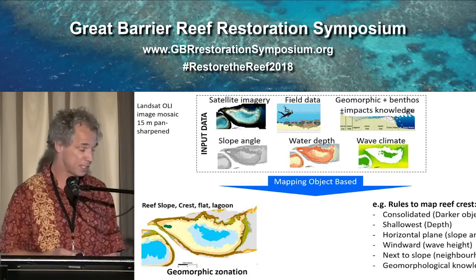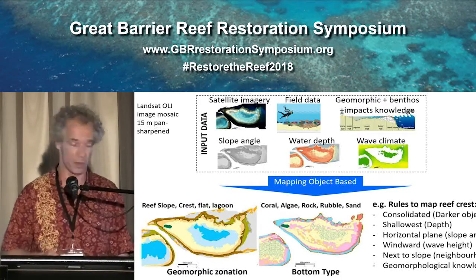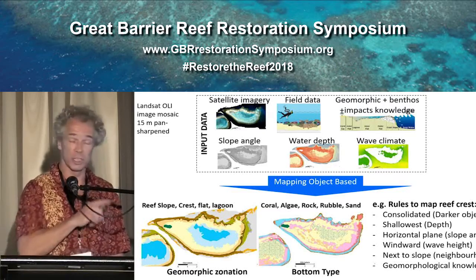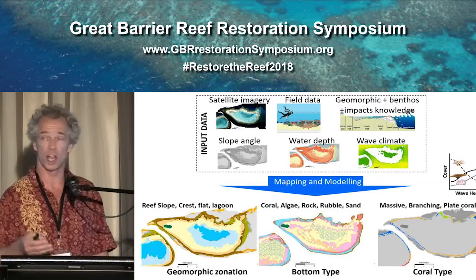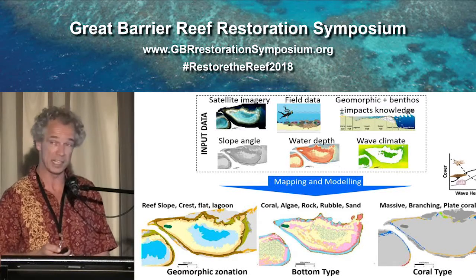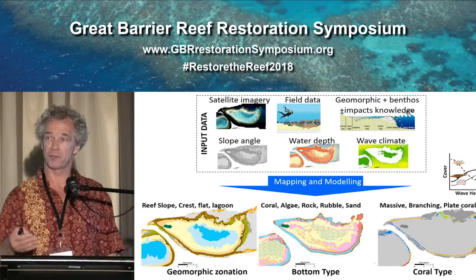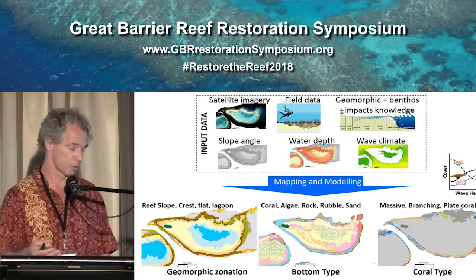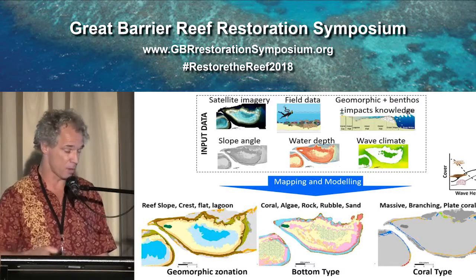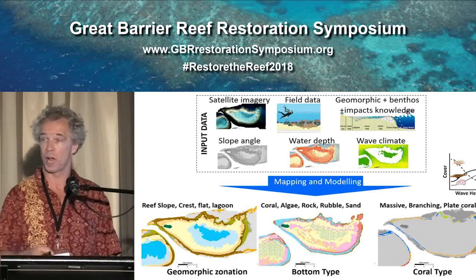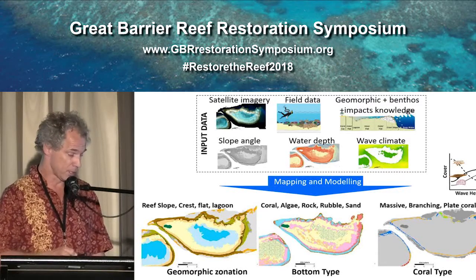Similarly, we did that to create these coral, algae, rubble maps, using Landsat imagery as a basis, so 30 meters pan-sharpened up to 15 meter pixels. Juan Carlos Ortiz created a model of the relationship between wave height, depth, and the geomorphic zone, which we then applied spatially to the reef for coral type.